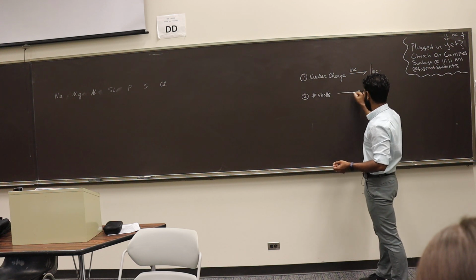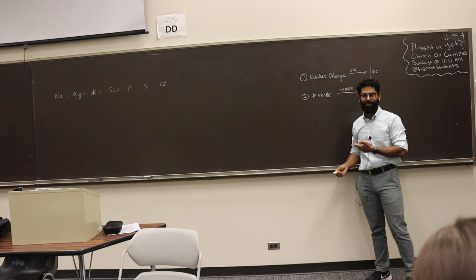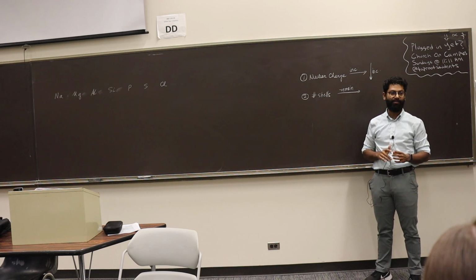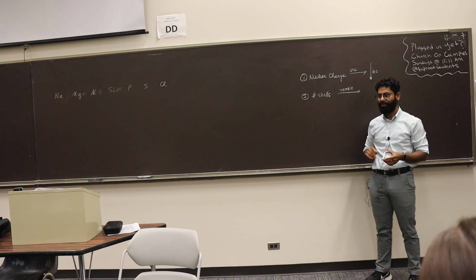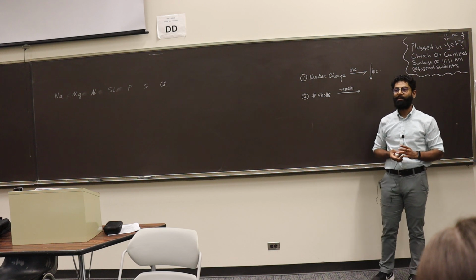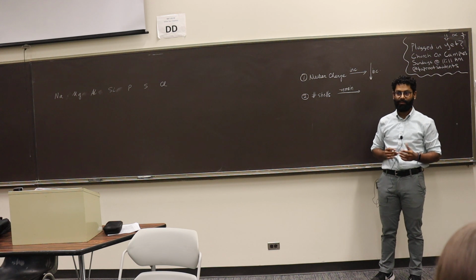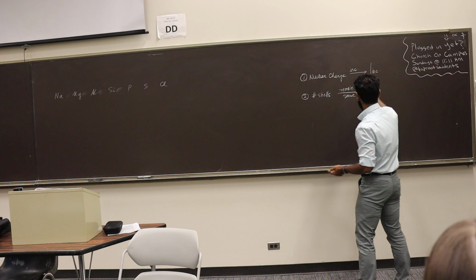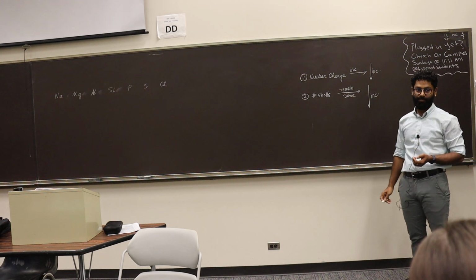Number of shells remains the same from left to right. Any doubts with this statement that the number of shells in a period remains the same? Does anyone have any doubt? So if you're in period 3, what's the number of shells? 3, right? So it's simple, and the number of shells increases from top to bottom.